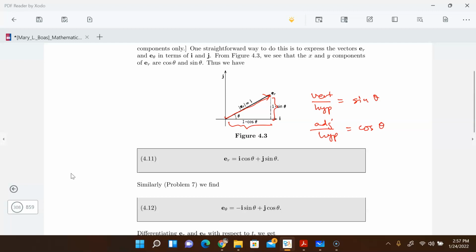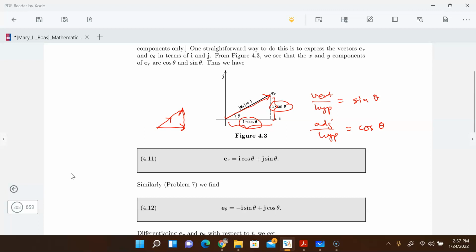So I know now that this is essentially sine theta here, and this is actually cos theta here, because your hypotenuse is of unit length. So now your e_r, which is in that direction, is this vector plus this vector to give you that vector. So e_r is essentially i cos theta plus j sine theta.